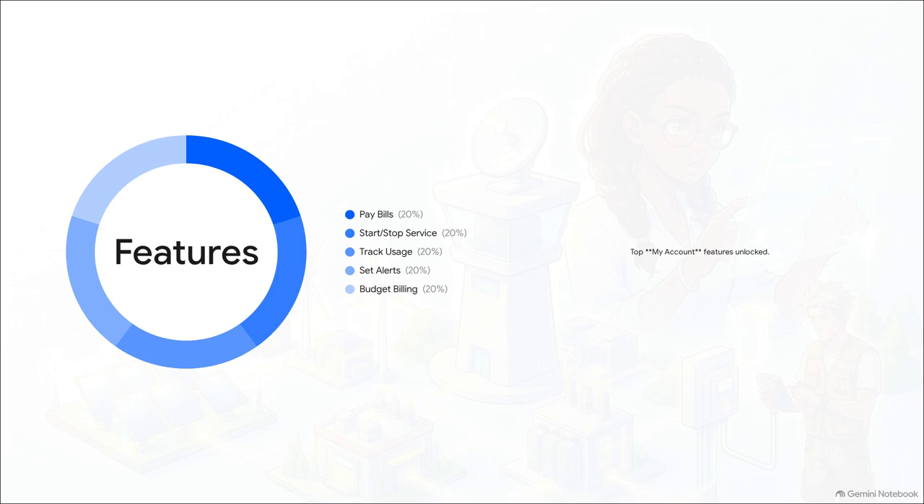You can track your usage down to the hour, which is honestly amazing for figuring out exactly what appliances are costing you the most money. You can set up text or email alerts for power outages, and like we just discussed, you can easily enroll in budget billing to make your monthly expenses nice and predictable.